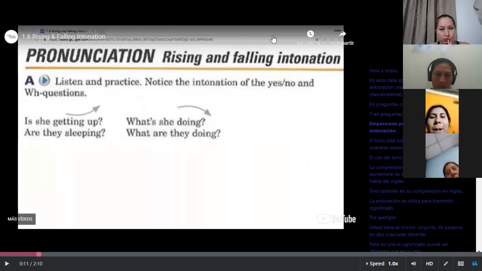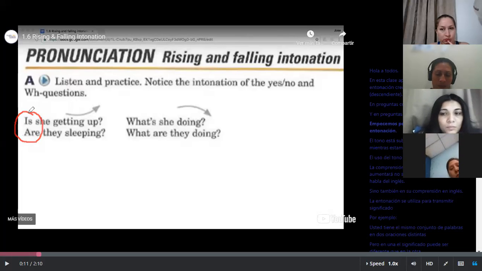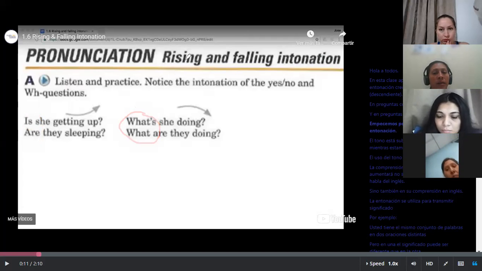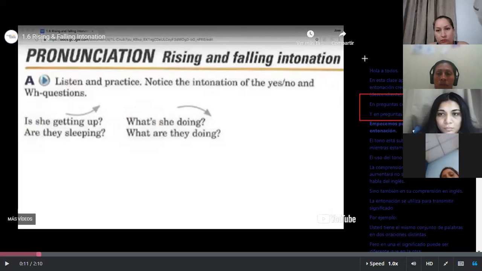Let's get started. Look what we have here. ¿Qué tenemos acá, clase? Yes, no questions. ¿Cuáles son las yes, no questions? Exactly. Todas las que inician con el verbo to be. Is, are, or am. Or, I have this other group. ¿Cómo se llama este otro tipo de preguntas? WH questions. No sé si van leyendo a la vez por acá las anotaciones que tenemos para guiarnos en lo que va diciendo. Vamos a seguir.